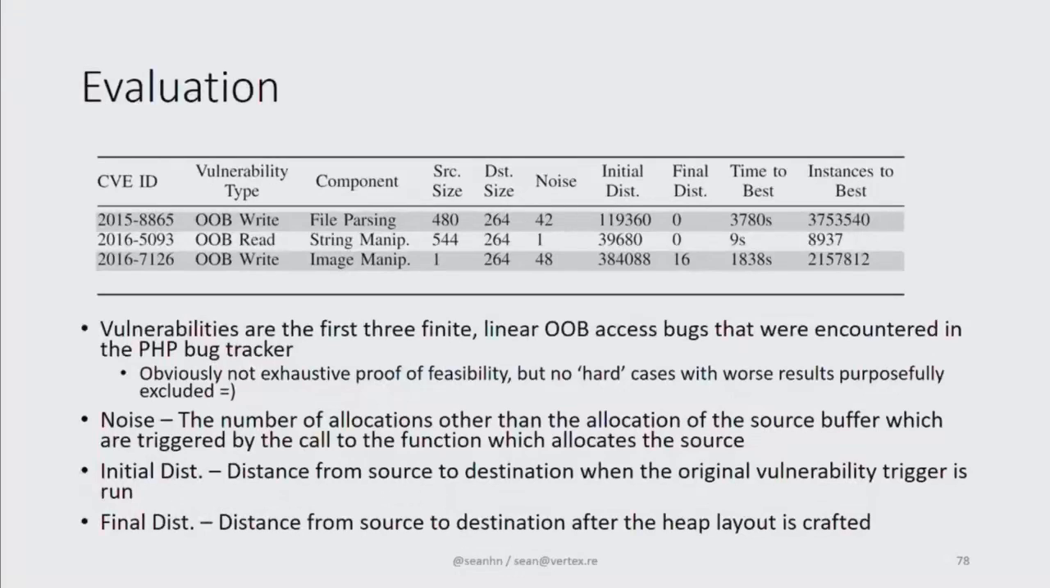So just to explain some of the headers here, the source size is the size of the buffer which is being overflowed out of when these 3 vulnerabilities are triggered. The destination size is the size of the object that we want to corrupt.